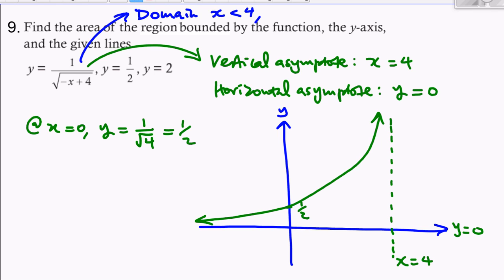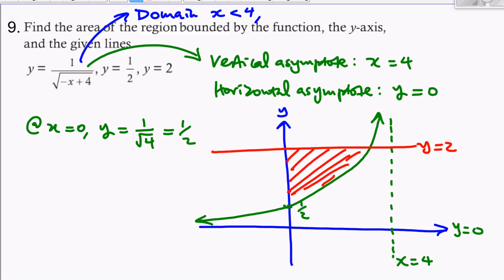Now, we are trying to find the area of the region bounded by the function and y equals a half, which is here. Y equals a half, and the line y equals 2. So y equals 2 is somewhere there. So this is the area that you're trying to find. Good. Let's carry on and find that area.